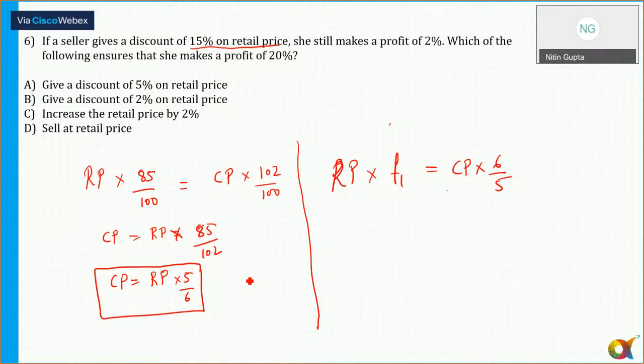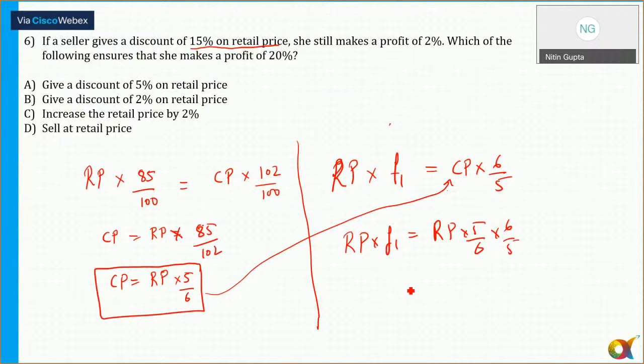And from here, I can substitute the value of CP. So what is my multiplying factor? RP into F1 equals CP, and CP is equal to RP into 5 by 6. So I'm getting F1 equal to 1, which means there is no discount. So to get a profit of 20%, I should sell the entire thing at retail price. So that's why this is the answer.